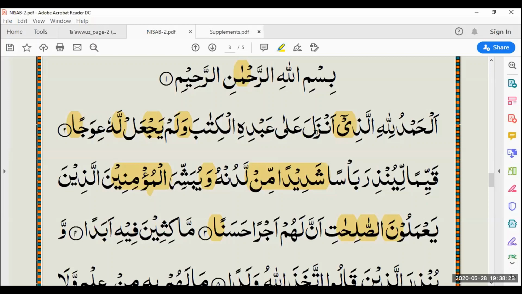Ikhfa means to conceal. Yes, and in this case, concealing the noon sakin sound. Okay. Sorry. No worries. And shadidam. Okay, the meme has shadda on top, so we have to do a nasal sound.